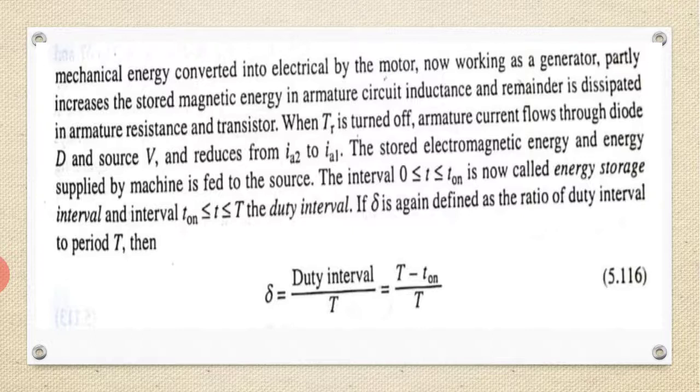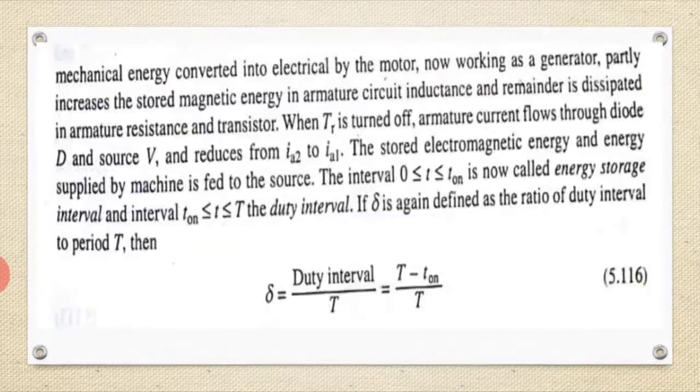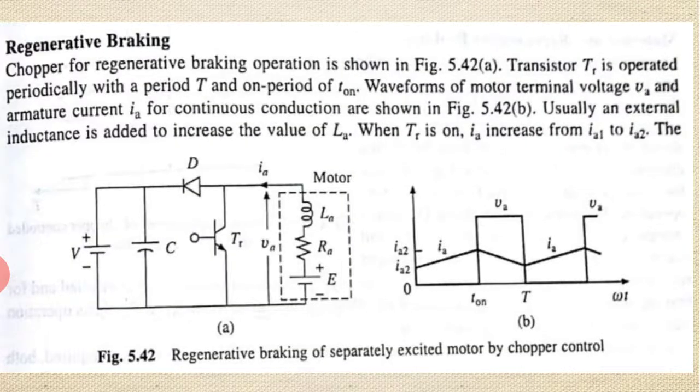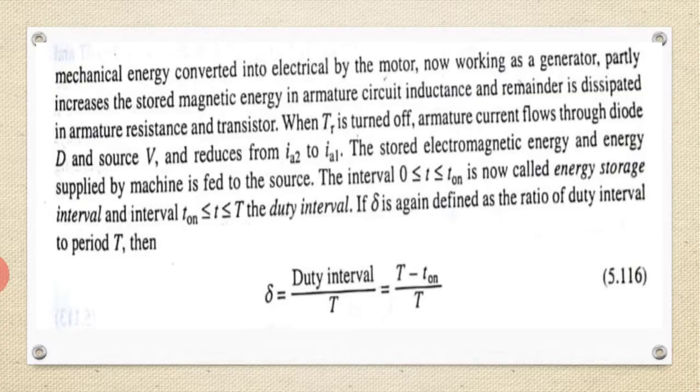So what happens from 0 to t on: the switch is turned on and IA increases. This interval is called the energy storage interval. And from t on to t, when the switch is turned off, the duty interval, delta is again defined as the ratio given here. I will go back.